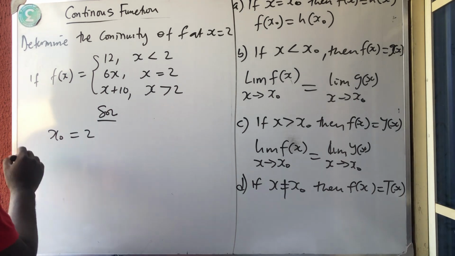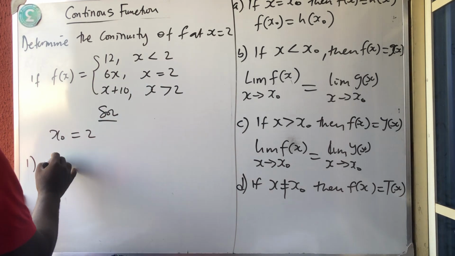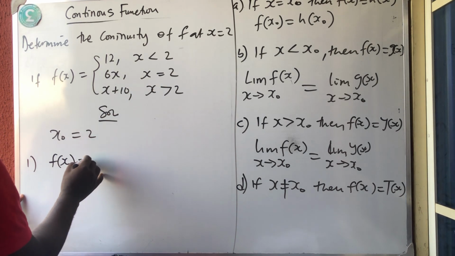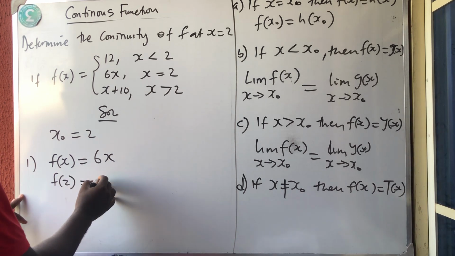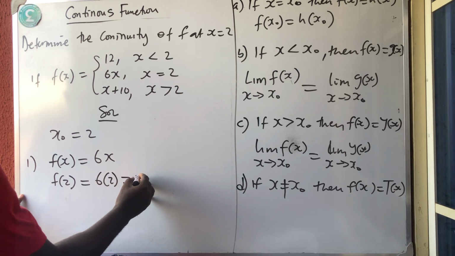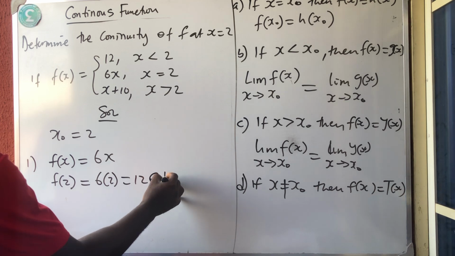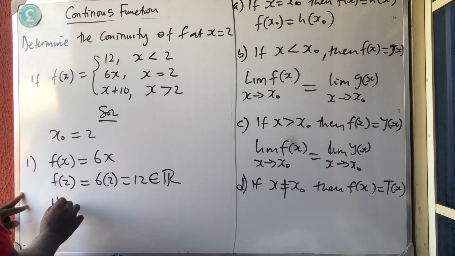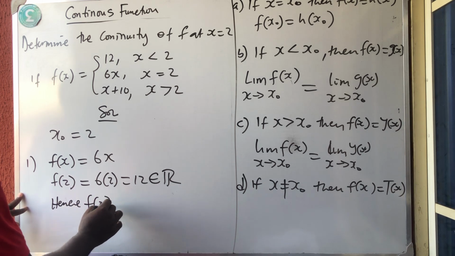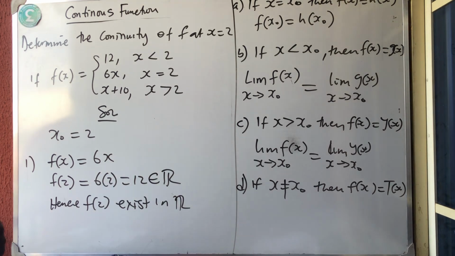For the first one, we told you that we use limit to check. First of all, let's check the equality sign. That's what they gave us. f of x is equal to 6x. So therefore f of 2 should be equal to 6 bracket 2, which is equal to 12. And 12 is an element of a real number. Hence f of 2 exists in R. We have gotten the first one.